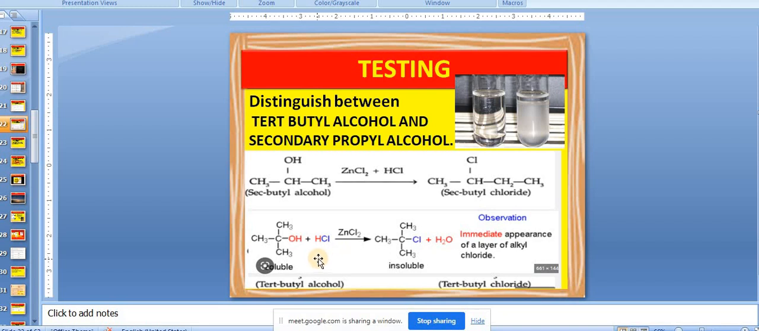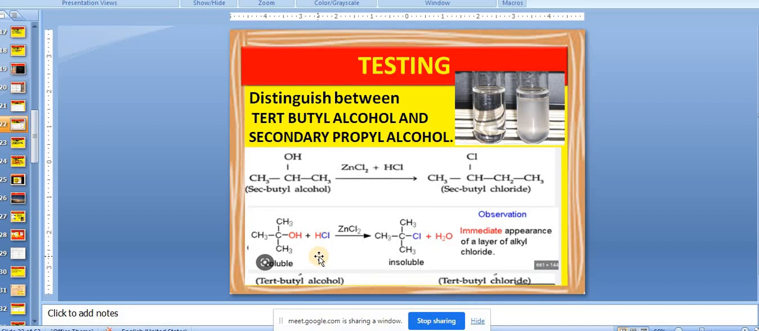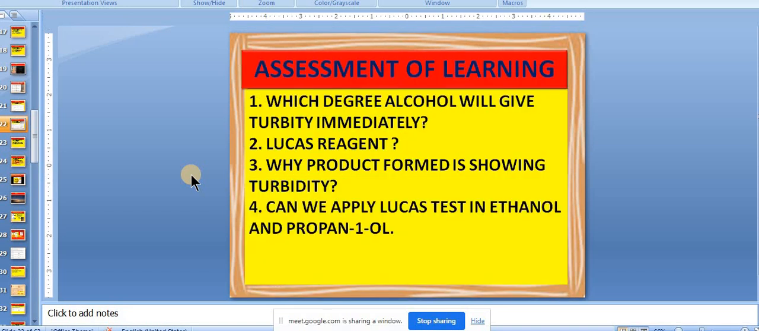Now please keep in mind the difference between acidity and this reaction. In this reaction the C-OH bond is broken, not the O-H bond. In acidity, 1 degree alcohols are more acidic as compared to 3 degree. But in this reaction, the Lucas test, 3 degree is fastest and 1 degree is least. So acidity and this reaction are opposite. Please keep that in mind.